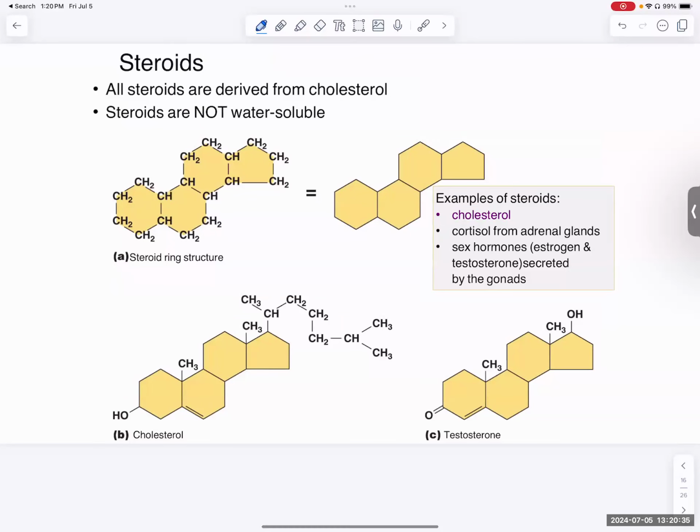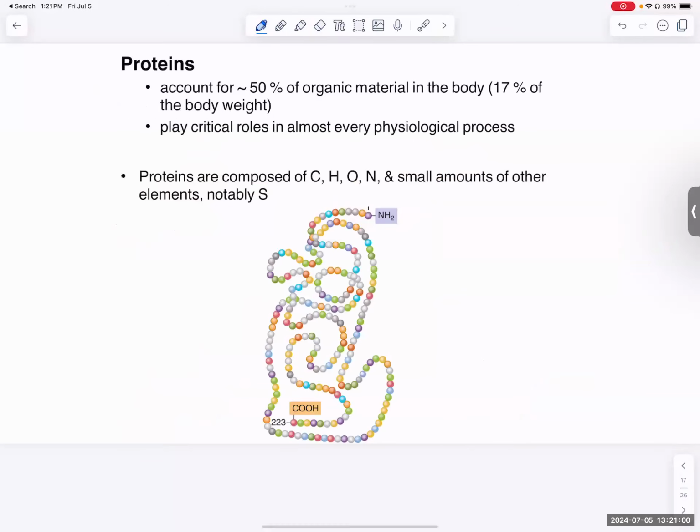Steroids derived from cholesterol. These are nonpolar lipid molecules. And again, we use it in cell membranes. They could be signaling molecules like hormones. And here's an example. We have cortisol, we have estrogen, testosterone. These are hormones as well.